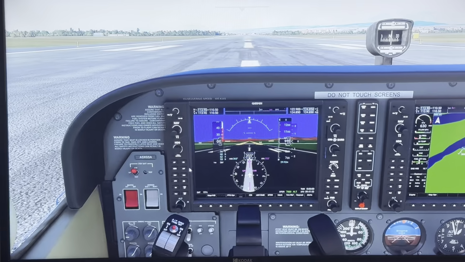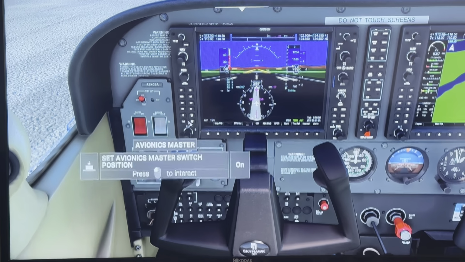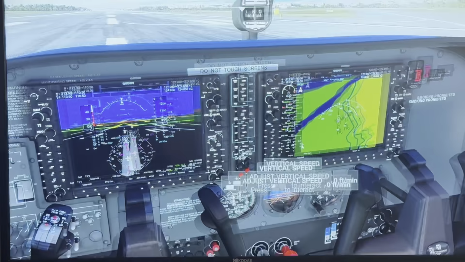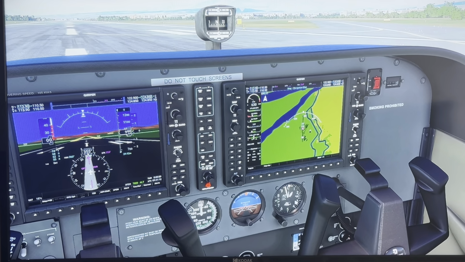So those are the basic parts. Then there are the switches, which you will learn when you fly the aircraft. These at the bottom are the standby instruments. If your screens go faulty, you can also refer to the airspeed, the attitude, and the altimeter over here.